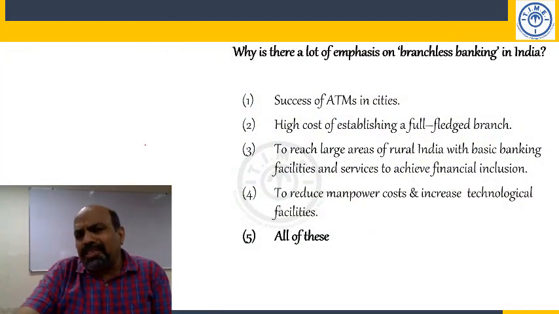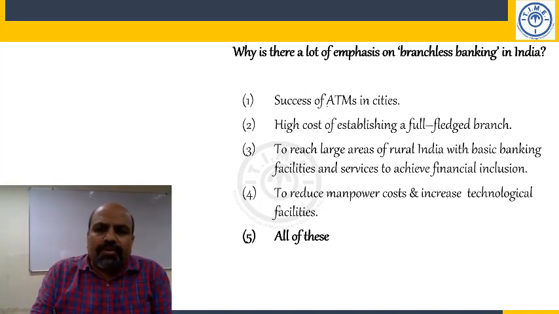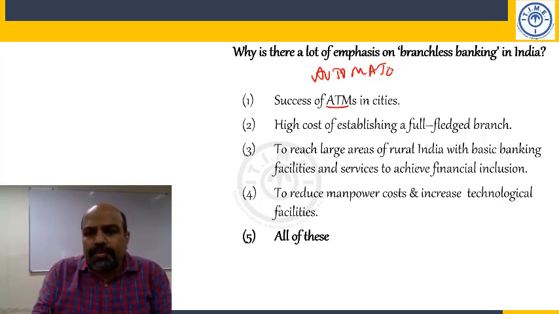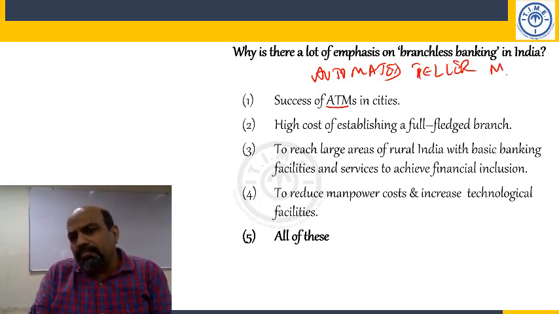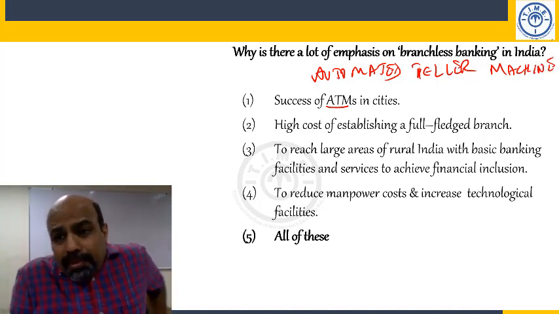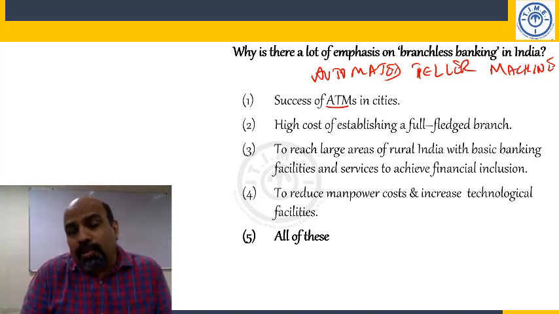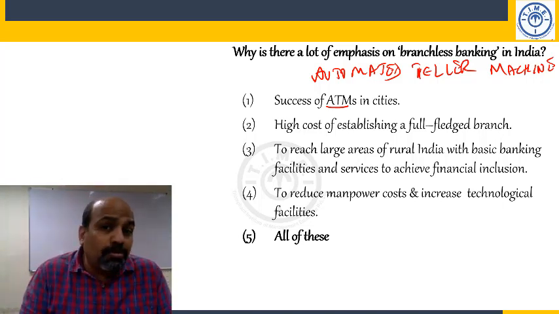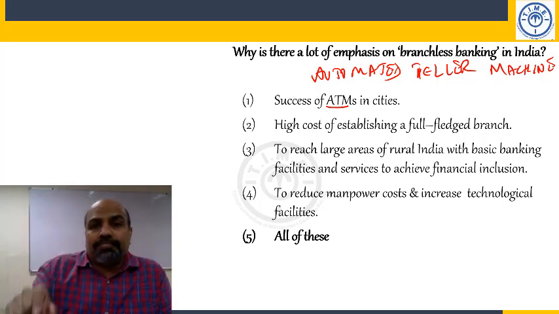Why is there a lot of emphasis on branchless banking in India? All of them, you can see that actually. Success of ATMs. What is ATM? Automated teller machine. See, back in the day, before ATMs came and became ubiquitous, that is everywhere, a teller was an official in the bank. Even today, when you go to a bank, you'll find a counter called teller.